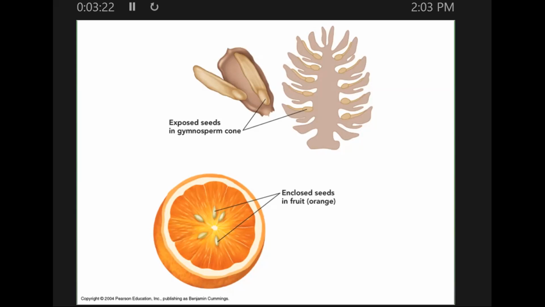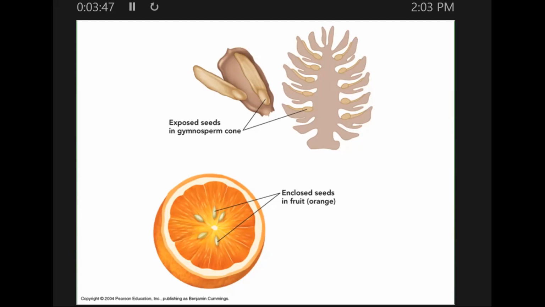So this slide is just trying to compare the difference between gymnosperms and angiosperms. Both groups are seed plants. They produce seeds that are the unit that they disperse out. Whereas the other groups, the bryophytes and the seedless vascular plants, they release spores. So it's a very different strategy.